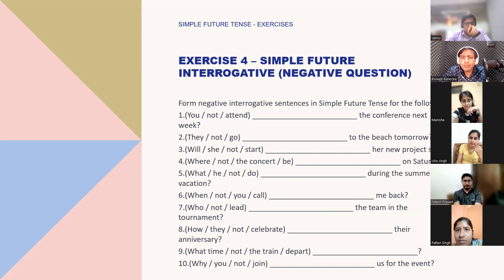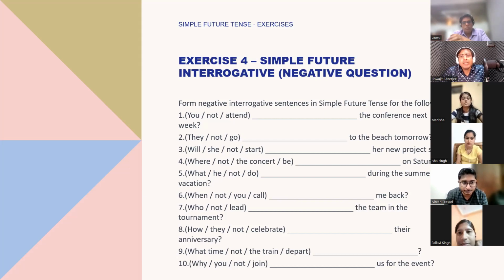Moving on. Now, simple future interrogative negative questions. Similar questions, you do understand how to solve them. The essential grammar, the essential concept is the same. Okay, Isha, I'll solve the first one. You repeat after me. Now, dash the conference next week. The cues are you not attend. So what will be the simple future tense question here? Will you not attend the conference next week?